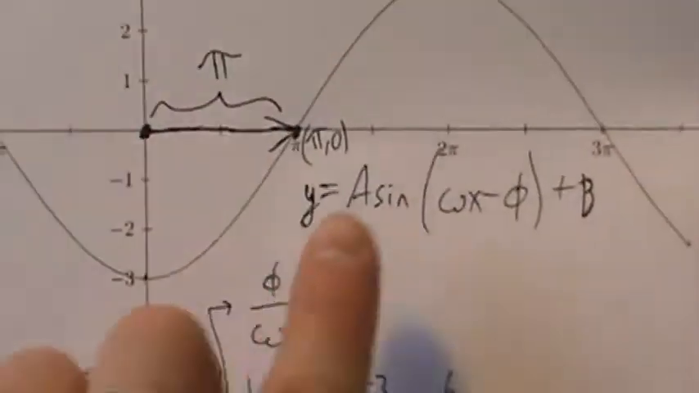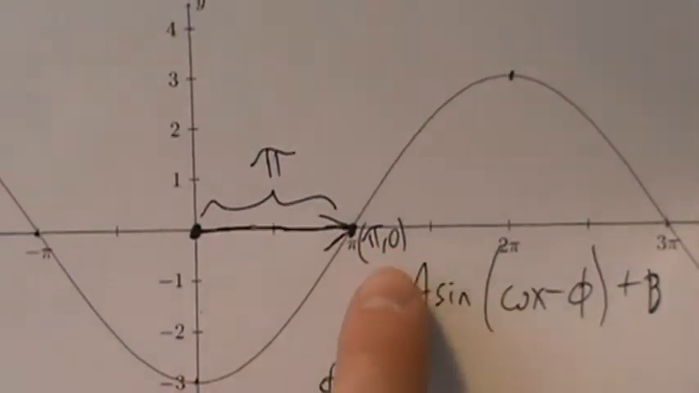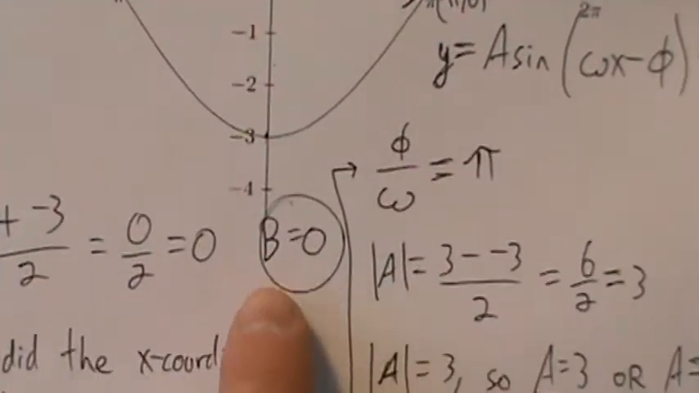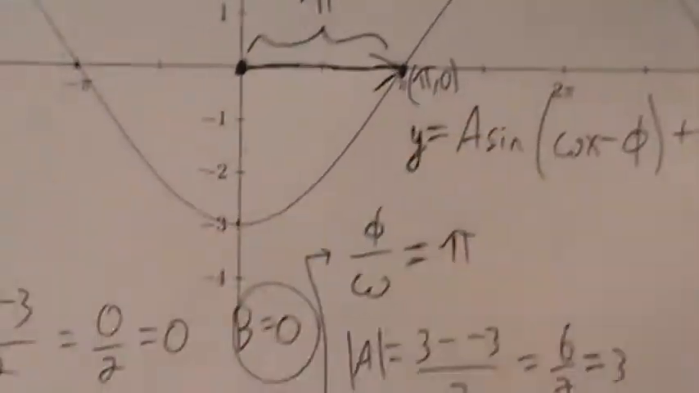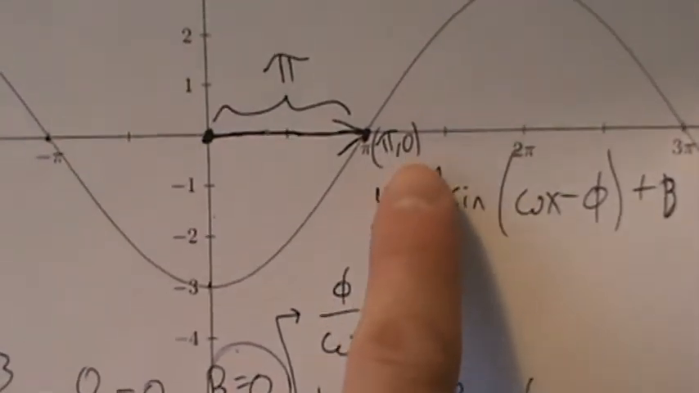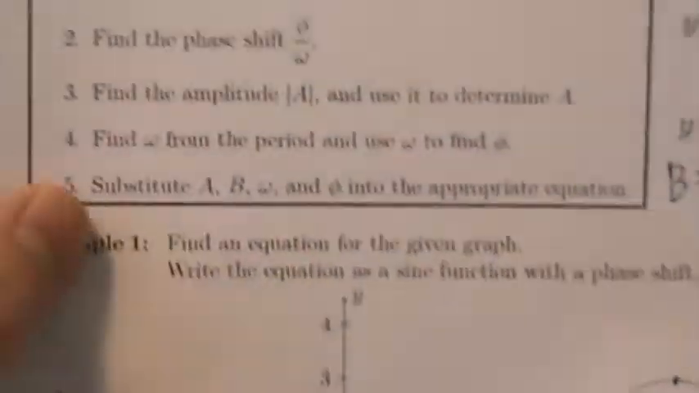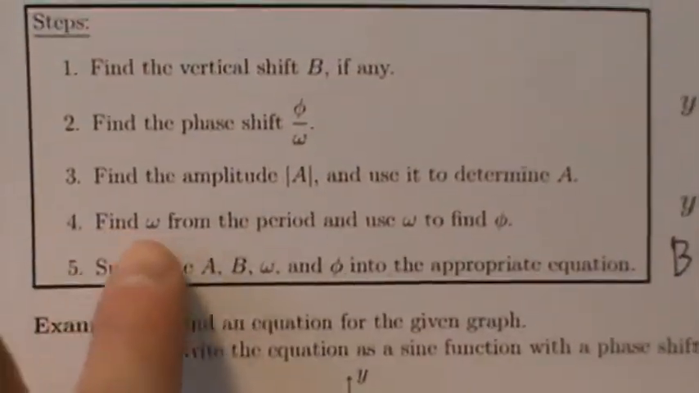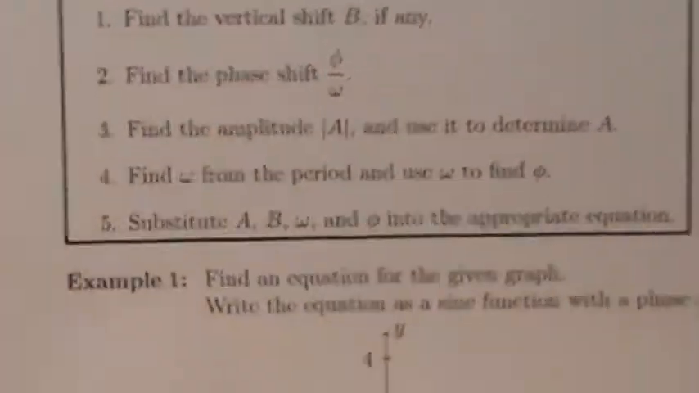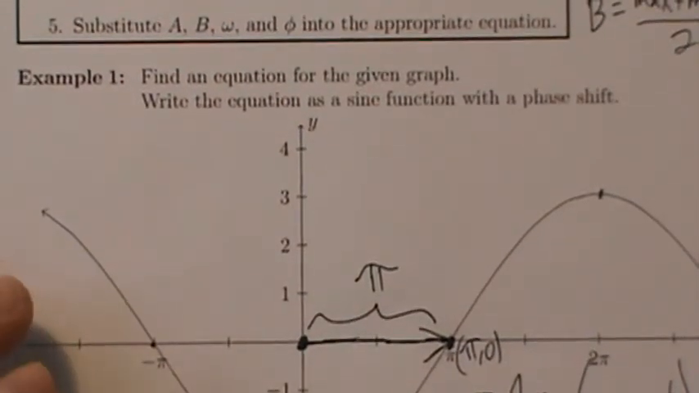Now I want to point out that the y-coordinate is only 0 because we have no vertical shift. If we had a vertical shift, then instead of 0, this would be whatever the value of B is. But in this case, B is 0, so we still have 0 there. But if B were, let's say, 2, then that would be 2 instead of 0. Okay, but anyway, neither here nor there. So anyway, step 4. Find omega from the period and use omega to find phi. So this is just a little bit different from how we did it before with no phase shift.